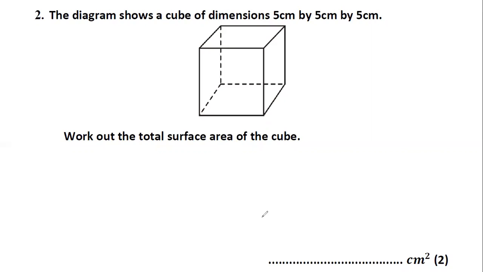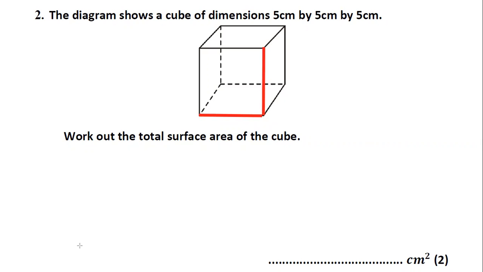Let's move to question number 2. It says the diagram shows a cube of dimensions 5 centimeters by 5 centimeters by 5 centimeters. Work out the total surface area. Again, it will be the same practice, as we know that this length here is 5 centimeters and even height is 5, and it's a cube.